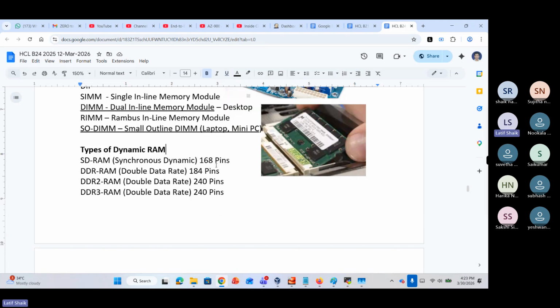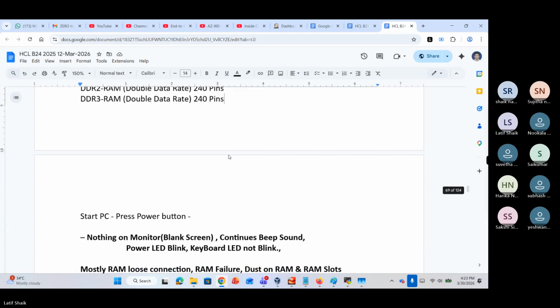Each RAM comes with different pin configurations. Now we don't need to go into how many pins there are. Okay. So mostly 240 pins we are having in current RAMs also. Different RAMs have different numbers of pins, on both sides.